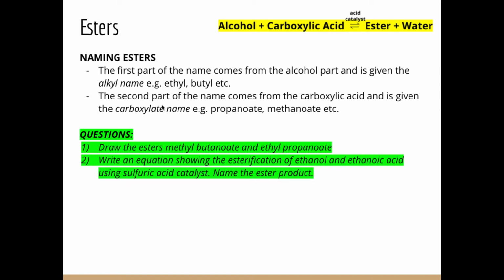So pause. I've got the general equation there. I've got the naming rules. See if you can work through those 2 questions and then check your answer.